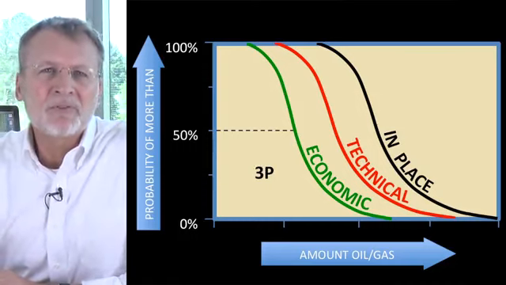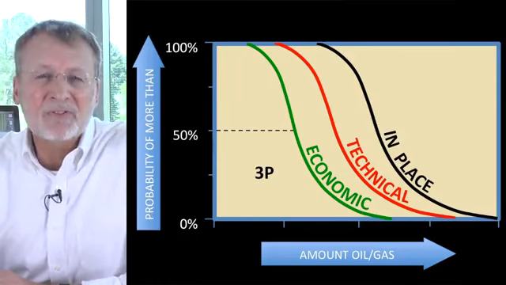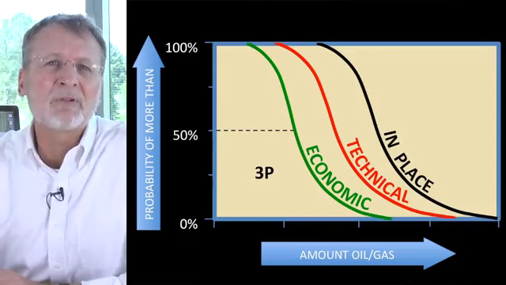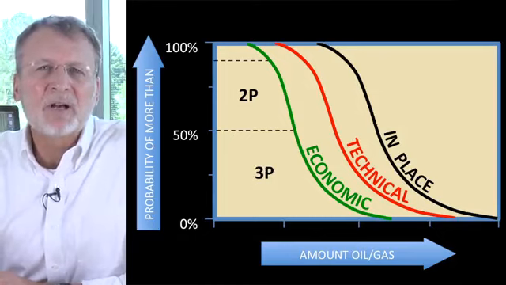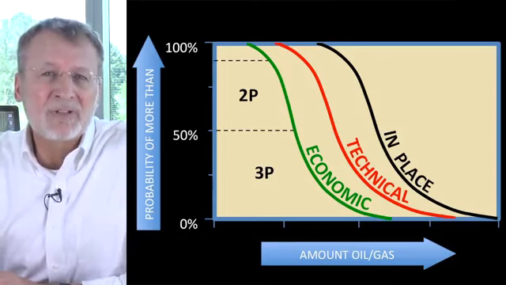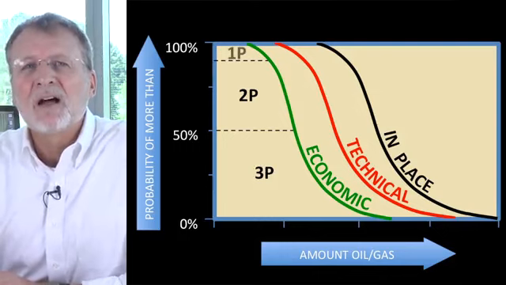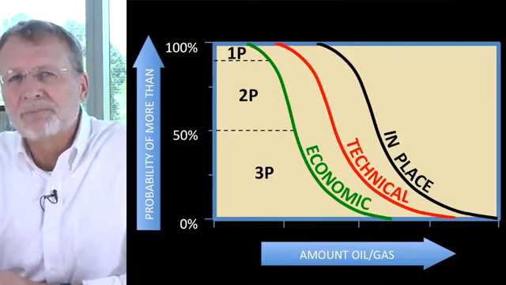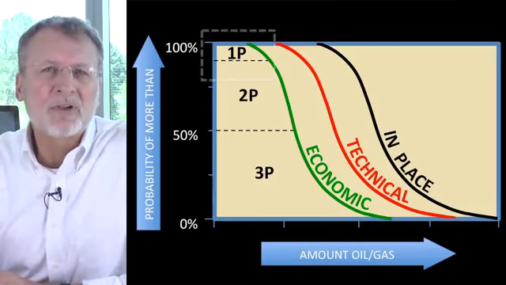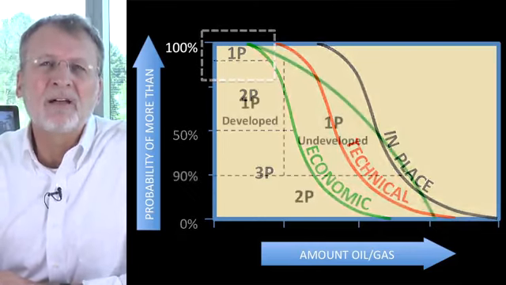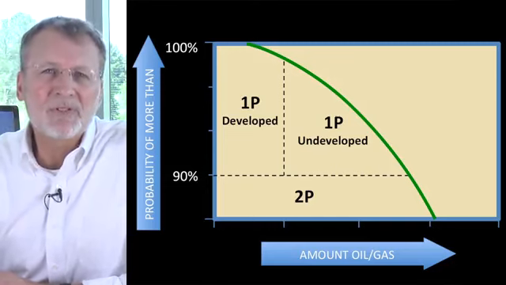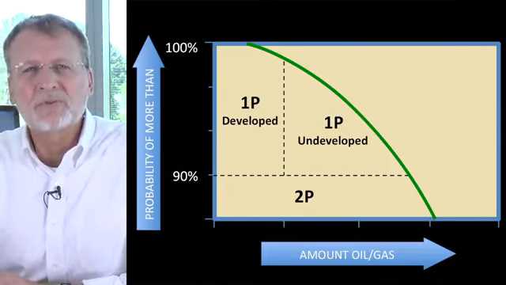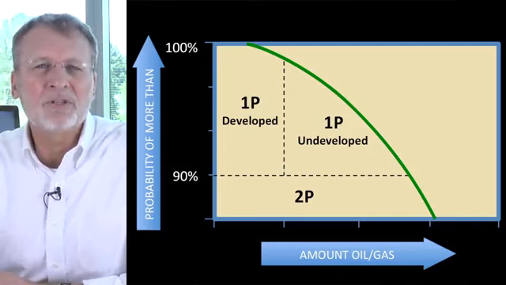Economically recoverable reserves that have a 50 to almost 90% probability of existing are referred to as proved and probable, or 2P reserves. And economically recoverable reserves that have a 90% or greater probability of existing are simply proved, or 1P reserves. This last category, proved reserves, are further subdivided into developed and undeveloped reserves. Proved developed reserves are those that can be produced from existing wells with up to moderate additional investment. Proved undeveloped reserves are those that can only be brought online by drilling new development wells.